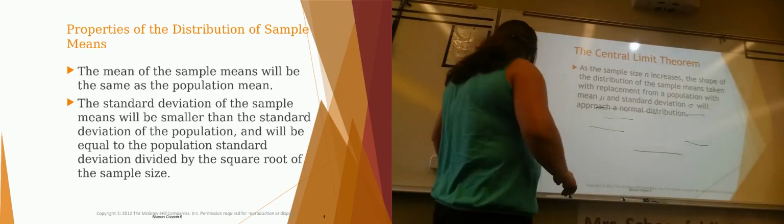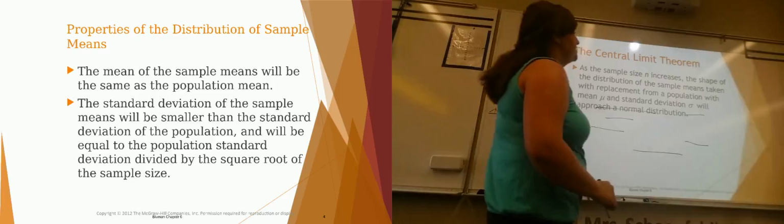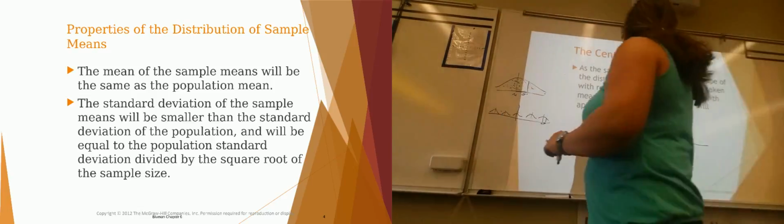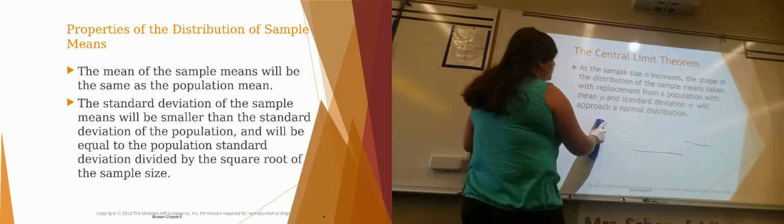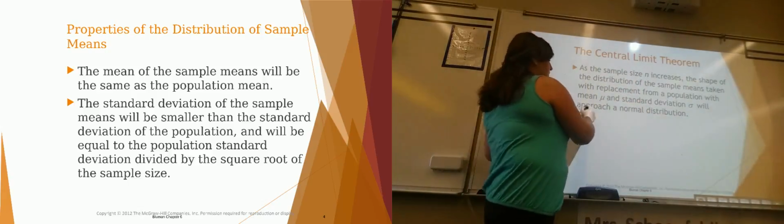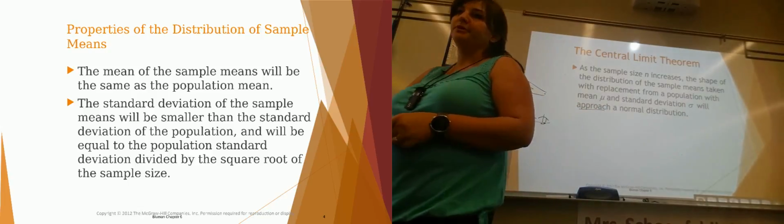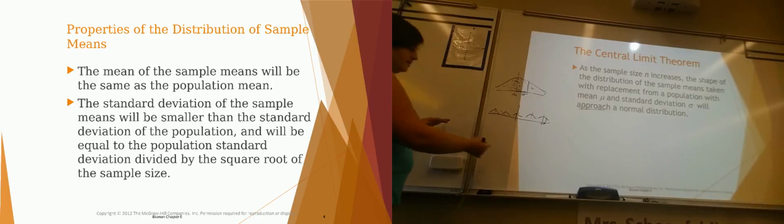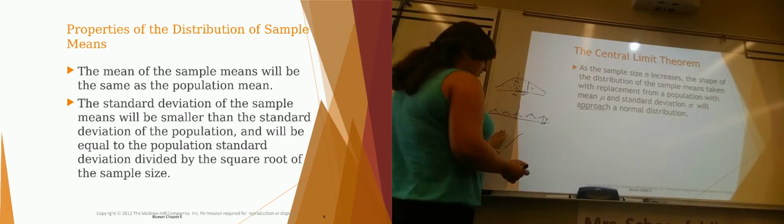As the sample size increases, the shape of the distribution of sample means taken with replacement from a population with mean mu and standard deviation sigma will approach a normal distribution. So it gets closer and closer to a normal distribution. Okay, so let me give you a different visual representation. Can you see that one there?